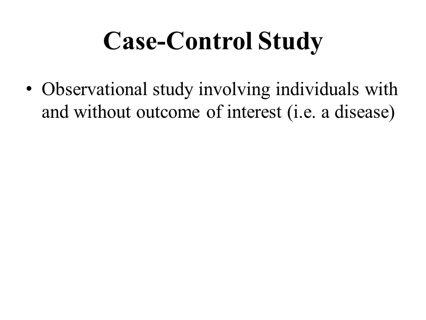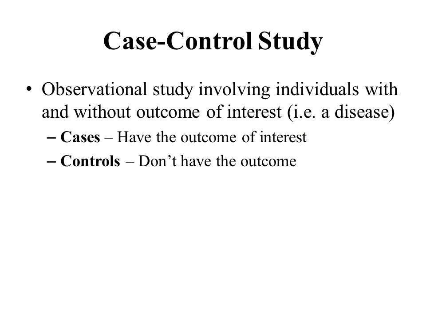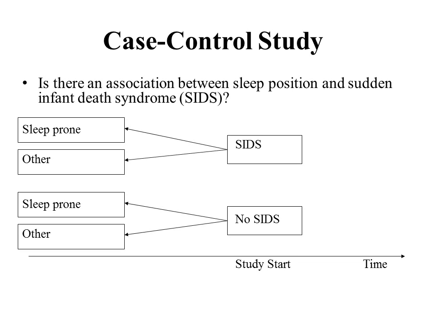In a case control study, we have individuals with and without an outcome of interest. An outcome of interest may be, for instance, a disease. And so we've got two different types of people in a case control study. We've got the cases, and those are the people that have the outcome of interest. And then the controls are the people that don't have the outcome. So as an example of this, let's look at this question. Is there an association between sleep position and sudden infant death syndrome, or commonly called SIDS?